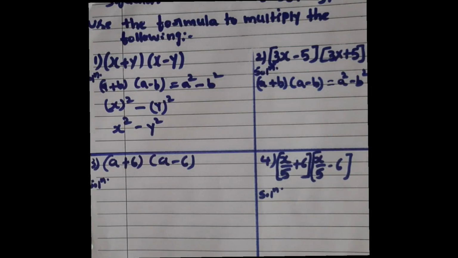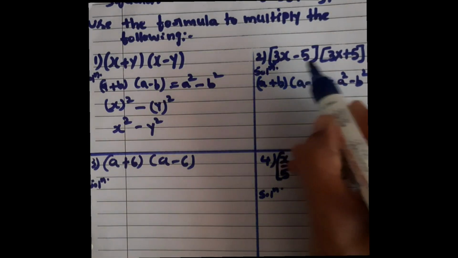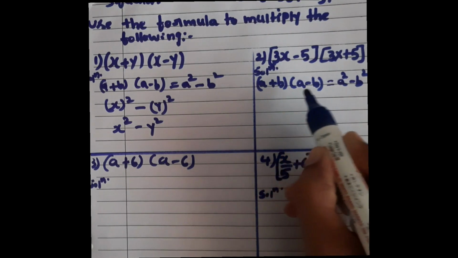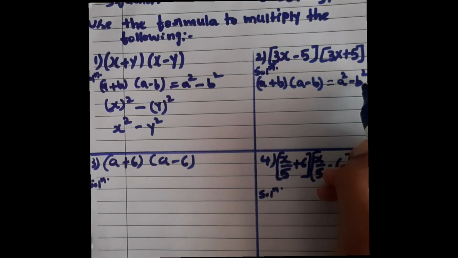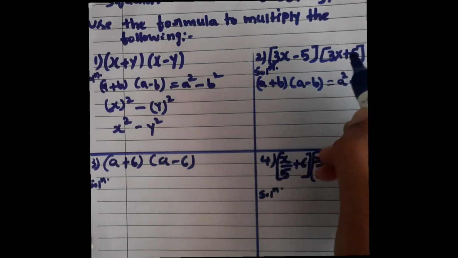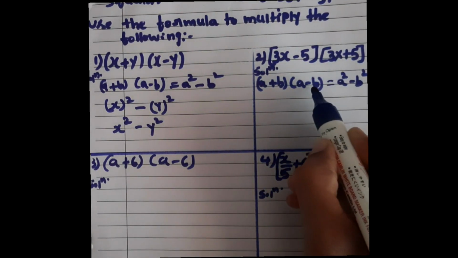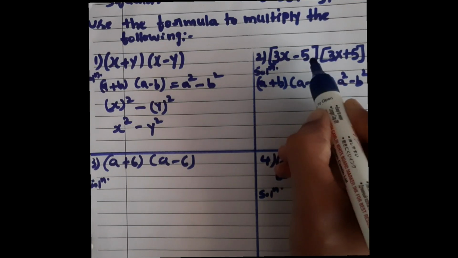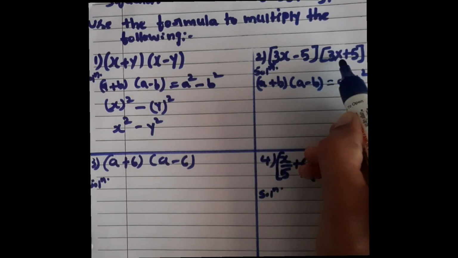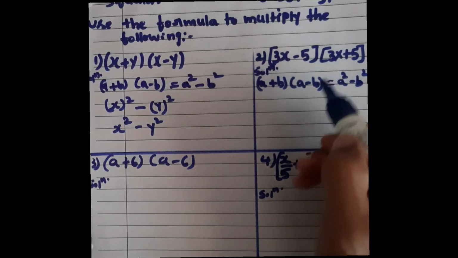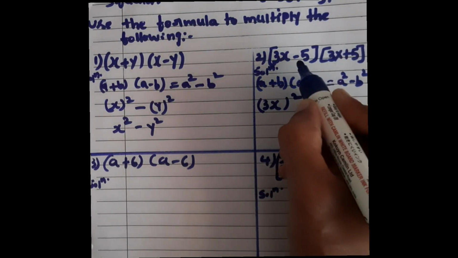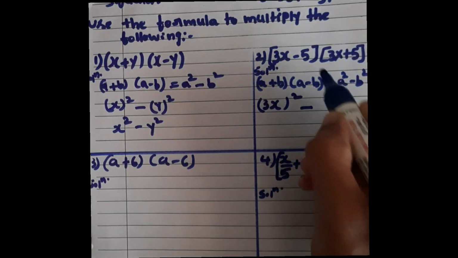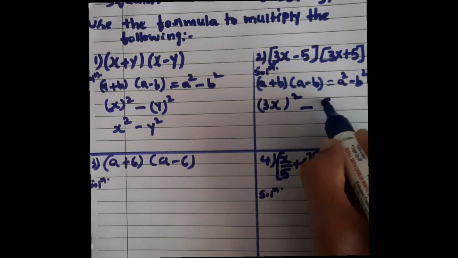Second question, (3x - 5)(3x + 5). This is in the form of (a + b)(a - b). The formula is a square minus b square. Now a plus b means 3x plus 5, and a minus b means 3x minus 5. These two we have to multiply. 3x into 3x, 3x whole square, minus into plus, minus 5 into 5, 5 whole square.